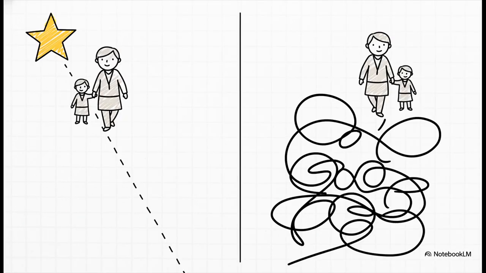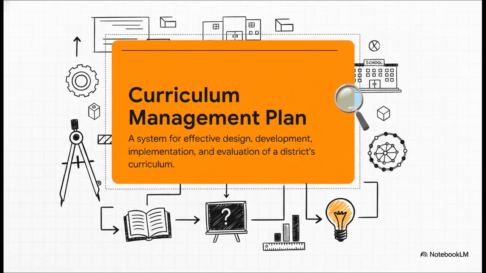Well, here's the thing. If you don't have a solid system in place, learning can pretty much be left to chance. What one student learns in one room could be totally different from what another learns just down the hall. And that creates these gaps, these unequal opportunities. The good news is, it's a problem we can absolutely solve. And that solution is called curriculum management planning.